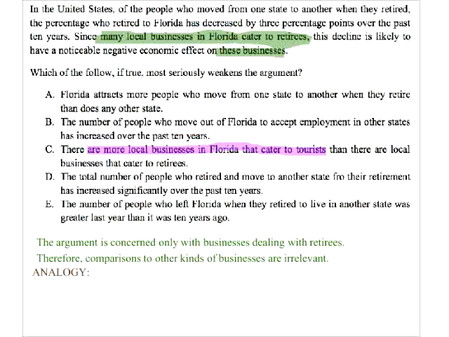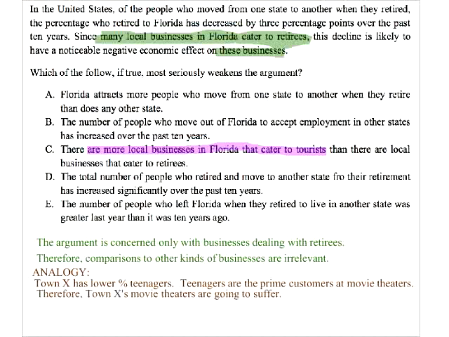As an analogy of choice C, let's say I have an argument that says, Town X has fewer teenagers, and teenagers are the prime customers at movie theaters. Town X has a lower percentage of teenagers now. Therefore, Town X movie theaters are going to suffer.